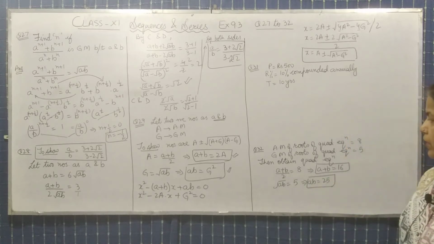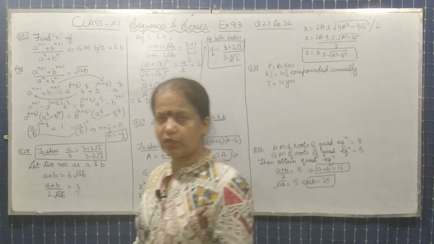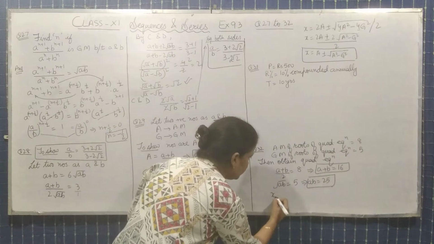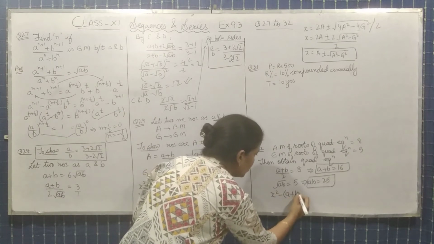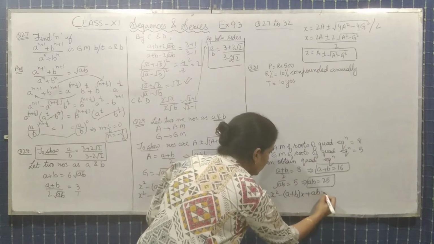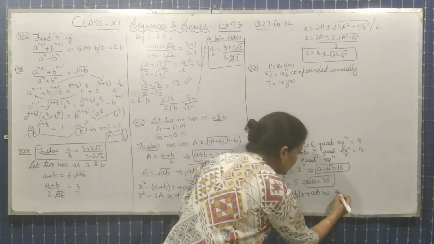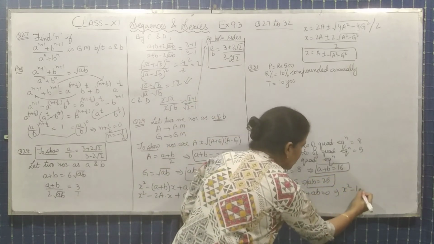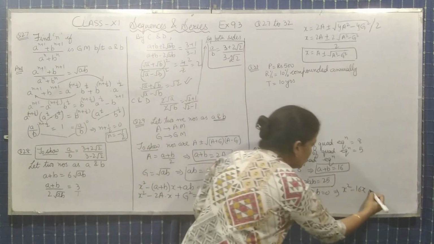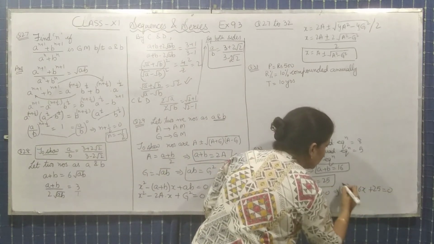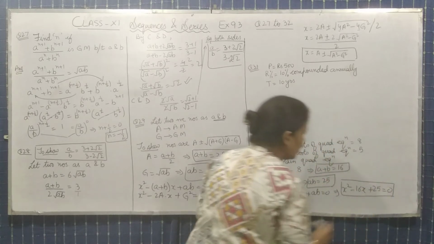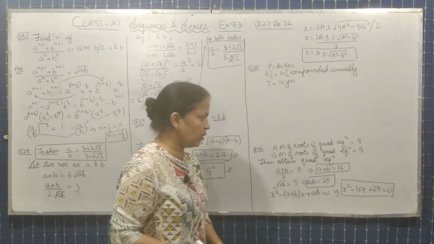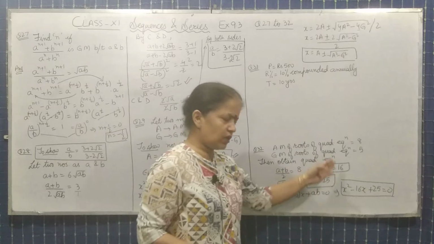Now the quadratic equation is x square minus sum of the zeros x plus product of the zeros equals 0. So now make it x square minus 16x plus 25 equals 0. So this is the quadratic equation. Is it clear? Now from this quadratic equation, the values you get for a and b, that will satisfy.